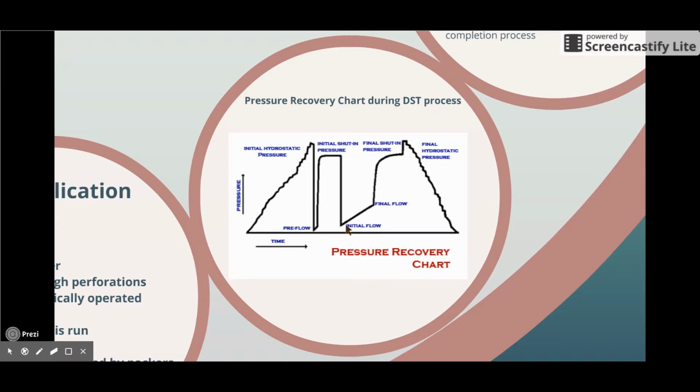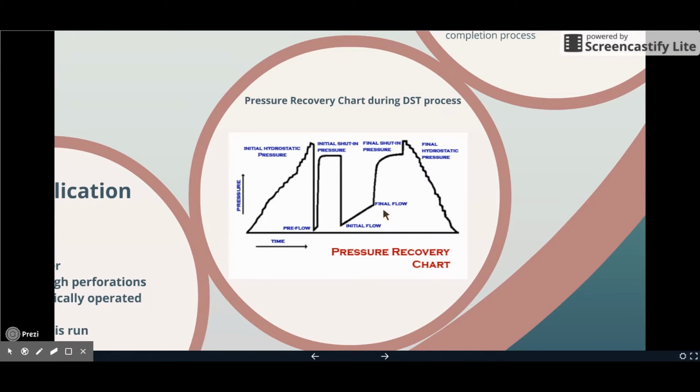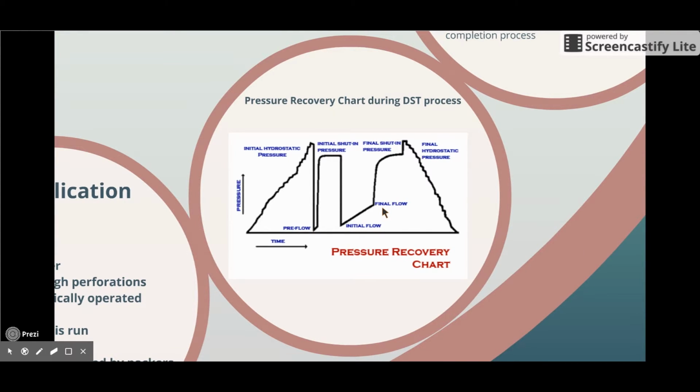Now, the second flow period, also known as final flow. Similar to the first flow period, the reservoir fluid enters the test string. As the height of the column above the pressure recorder rises, the recorder shows higher pressure. Now, the end of second flow period.